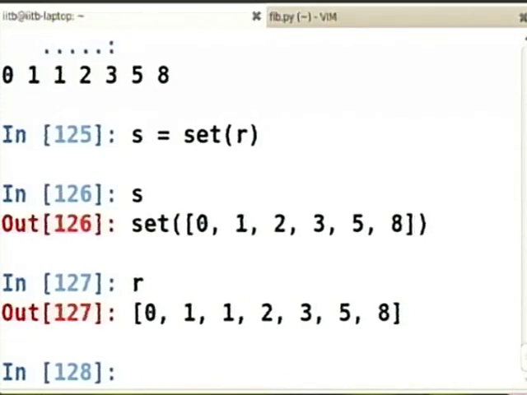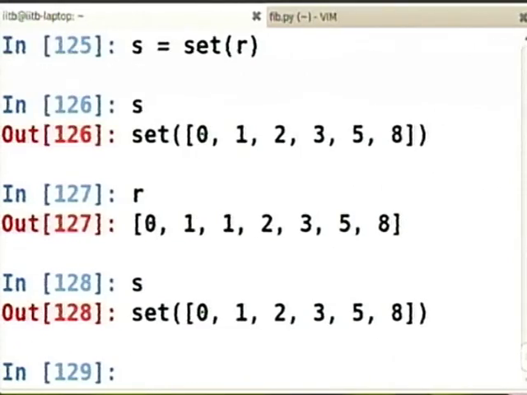R is 0, 1, 1, 2. Remember, the Fibonacci sequence has a repetition. The third and the second values are the same. But now, if I make this a set, S only contains 0, 1, 2, 3, 5 and 8. A set, as we all know, has unique elements. There is only one element of a kind in a particular set.